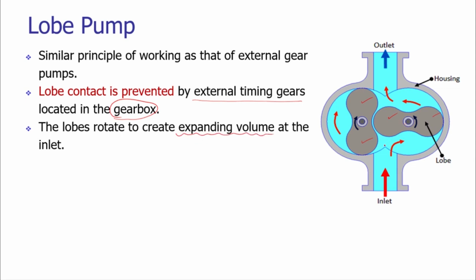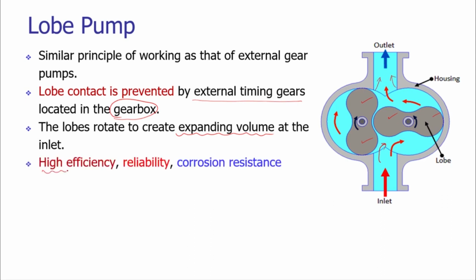As the volume is getting expanded, there would be a drop in pressure, and that drop in pressure will get the fluid inside the casing. As the lobes rotate, that low pressure fluid will get driven by the lobes and its pressure is increased. The high pressure fluid will be moved through the outlet.